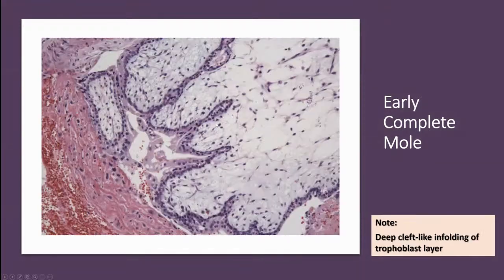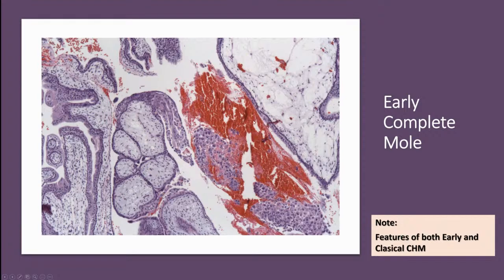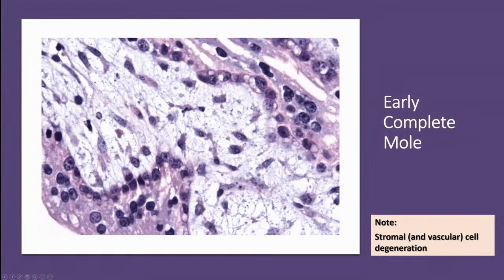This is a little bit higher magnification to emphasize the deep clefts. There are these infoldings that occur one right next to each other in the normal trophoblast layer. In this case, it actually has kind of a mixture of the early complete mole and the classical complete mole. Look at the cavitated villus here, and some toe-like arrangements with bluer myxoid stroma here. So depending on the timing of it, you might have some of these features. And with the advent of ultrasound, we see these cases earlier and earlier over the decades, and now we almost exclusively see them on the early side.